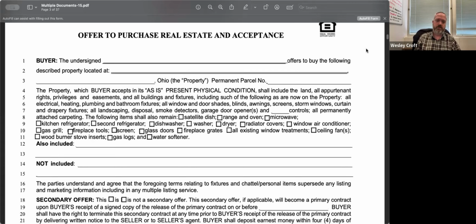First big paragraph, lines 4 through 11. Buyers will get panicky about this, but don't let them. So the way that you explain this is this. The buyer accepts the property in its as-is present physical condition. Now, buyers will say, time out, stop. I'm not buying this house as is. That was not part of the deal.